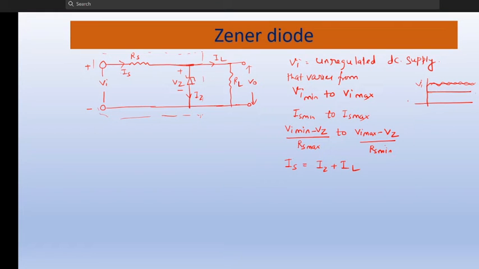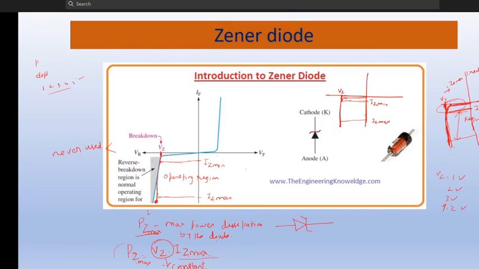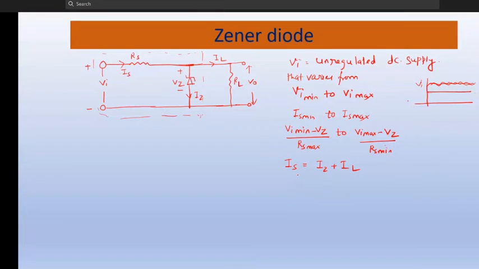Now you have different types of appliances, right? So I am coming to it one by one. First, let us see IZ. IZ can also be IZ min to IZ max, right? You can see in this that there is an IZ min and an IZ max. So I can say that IZ can also be in the range of IZ min to IZ max, right?